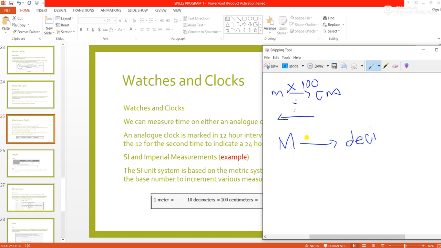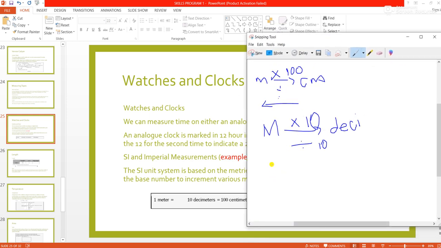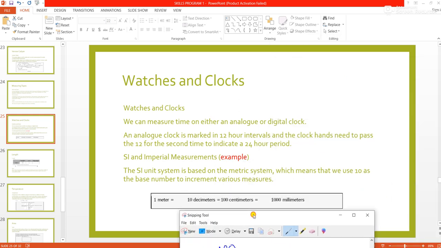We need to convert, or we need to times that by 10. Vice versa, from decimeter to meter, we need to divide that by 10. So we want to convert from decimeter to millimeter. Let's confirm that. Yes, millimeter.